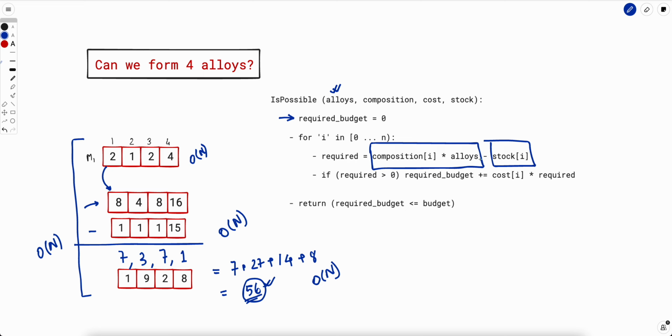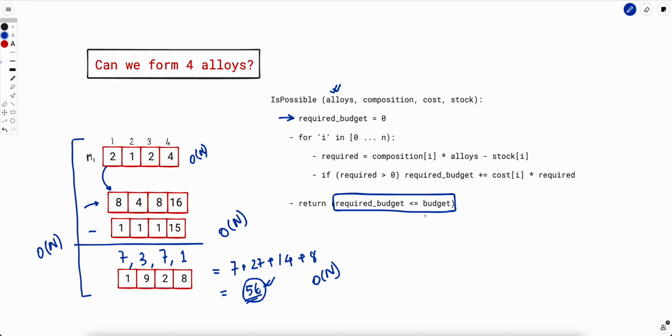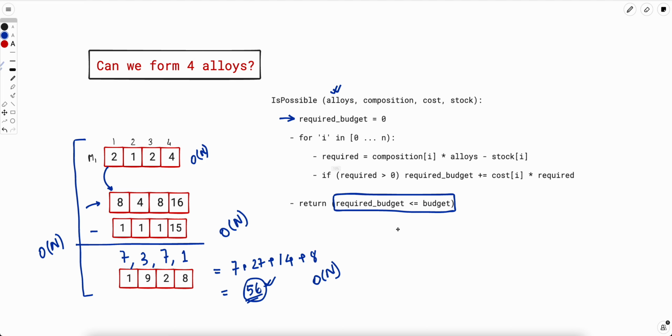If I subtract that, I will get how much metal of type I is required to actually make this much alloys. So from there I can figure out what is the total cost that I need to spend on metal I. So if I just sum all of those costs, I will get what is my required budget. And finally, I will just compare the required budget with the amount of budget that we have, and simply say yes or no.